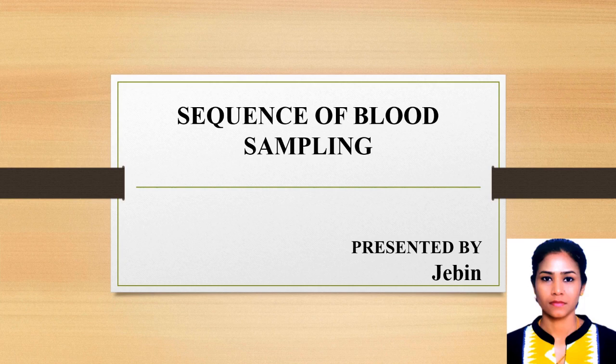Today I am going to discuss the sequence of blood sampling, that is, the order of collecting blood samples. As you all know, blood sampling is a common procedure nowadays which helps to diagnose a specific disease condition. It also reveals the functional ability of the organs in our body and represents how effective the treatment is. Let's move on to the topic.